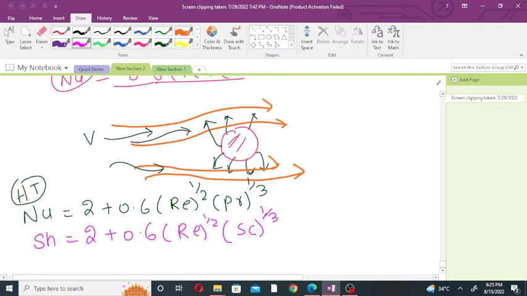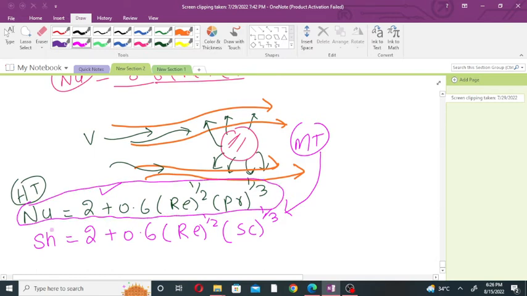So if fluid is flowing around the catalyst particle, in some cases heat will be transferring to or from the catalyst particle. In some cases mass will be transferring from the catalyst, and in some cases mass will be transferring from the fluid to the catalyst. So in case of mass transfer, you will use this correlation, but in case of heat transfer, you will use the above correlation, this black one. This is for the heat transfer, and this one is for the mass transfer.